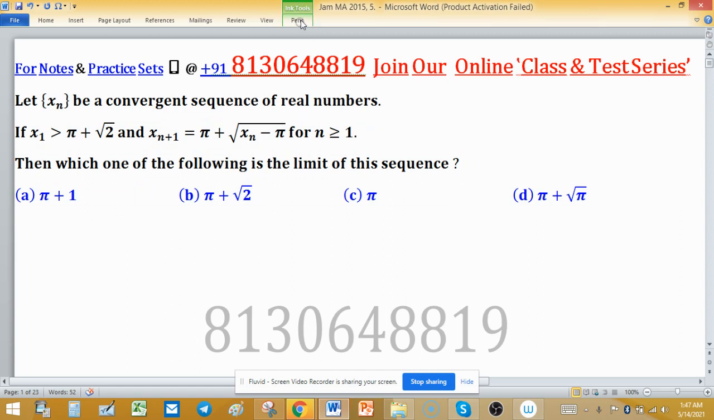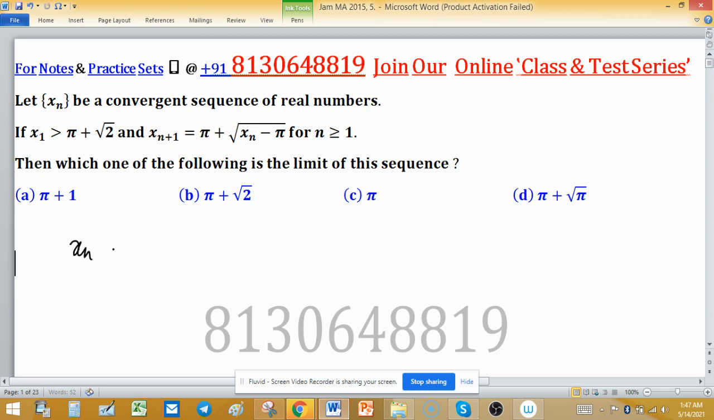Means we have to find the limit of this sequence xn. So as you can see, the limit is around pi. The limit value is surrounding pi, or maybe pi, but all options are somehow around pi, so we cannot directly put the answer by intuitive way. So we know two concepts.